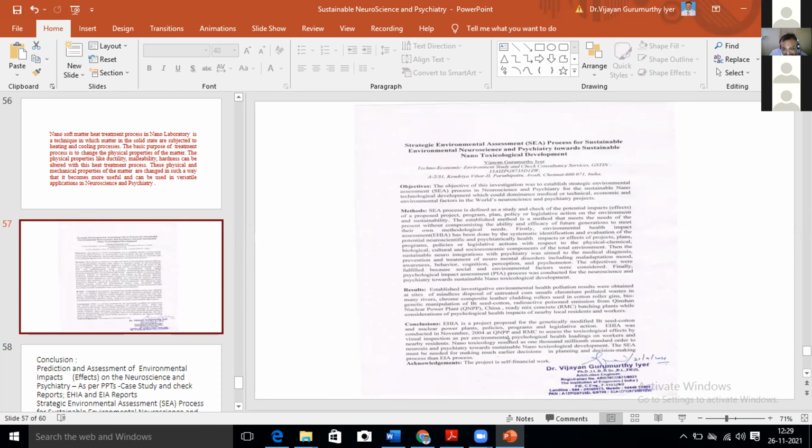Nano toxicology resulted in neurosis and psychiatry towards sustainable nanotoxicological development. Sustainable nanotoxicological development means a development which considers the environmental and sustainability factors in order to meet the needs of the present generation without compromising the ability of future generations to meet their nanotoxicological requirements. That should be considered only in the strategic environmental assessment process. The SEA must be needed for making much better decisions in the planning and decision-making process than the EIA process.